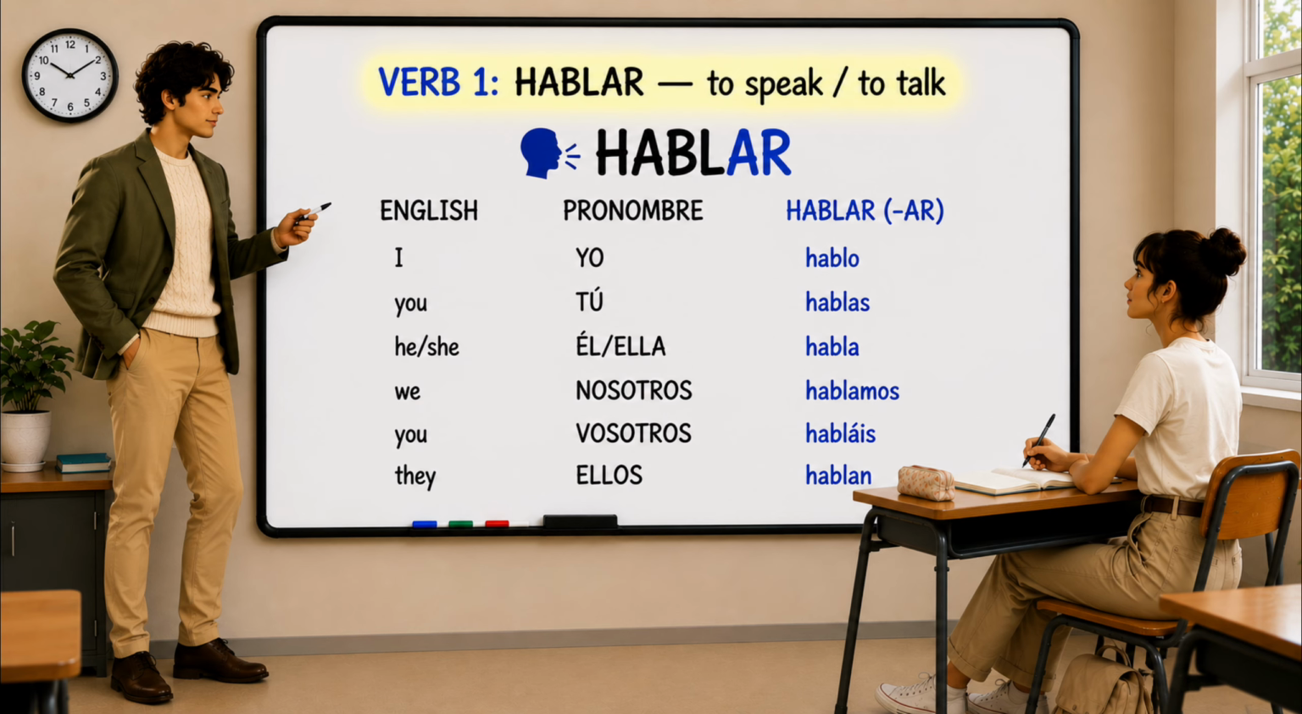Hablo español un poco. I speak a bit of Spanish. ¿Hablas inglés? Do you speak English? Ella habla muy rápido. She speaks very fast. In English, the verb form doesn't change depending on the person, but in Spanish, it does. Notice, in Spanish, you don't need to say the pronoun.